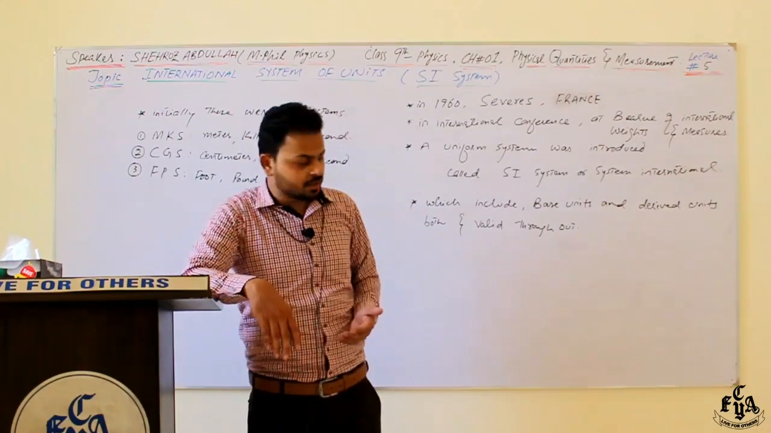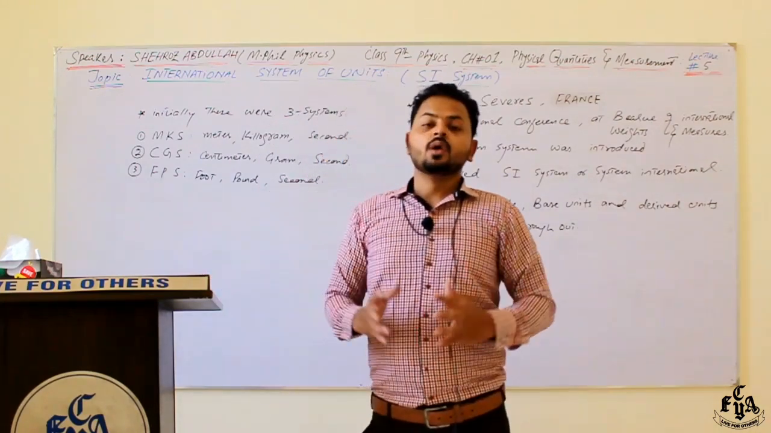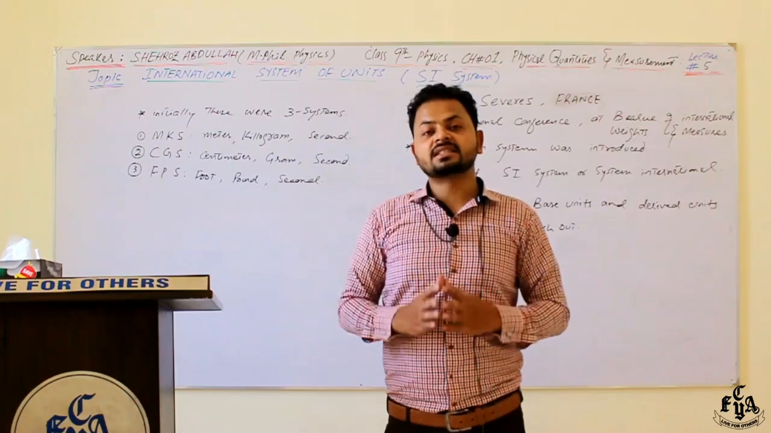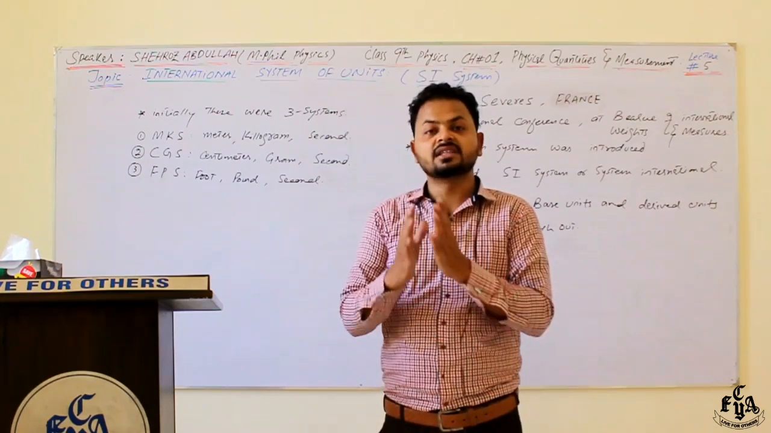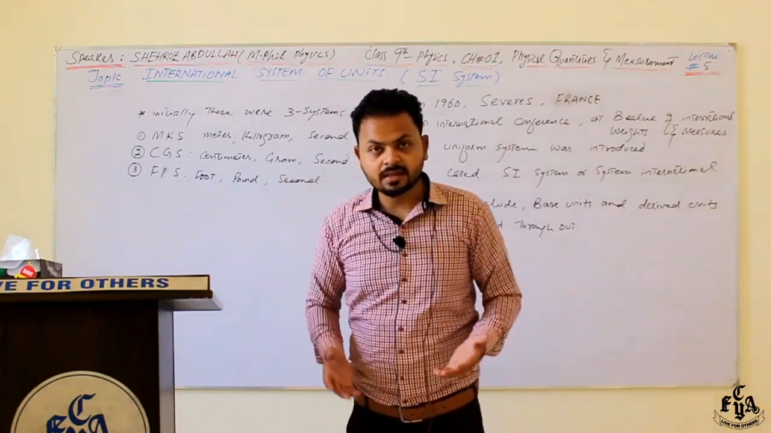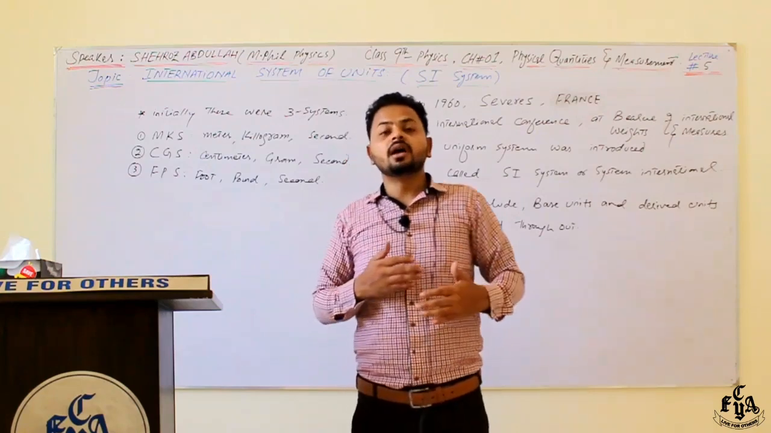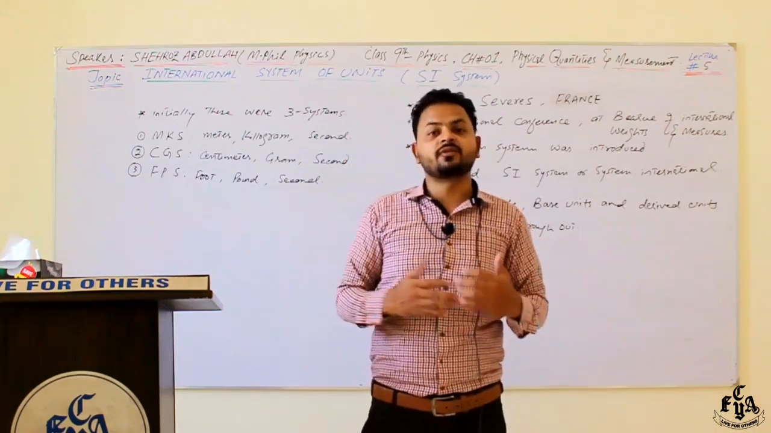So let me summarize today's work. This was all about the International System, or System International. We discussed what the System International, or International System of Units, is. Initially there were three systems, MKS, CGS and FPS. These were valid in different regions. When people shifted from one region to another, they faced some problems.